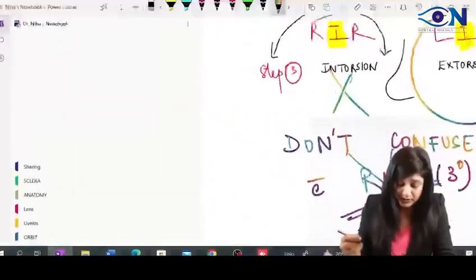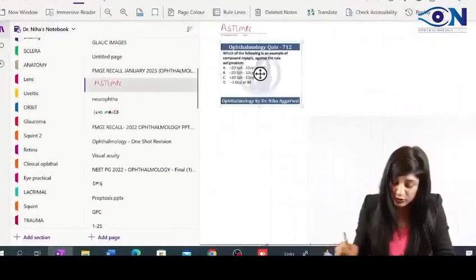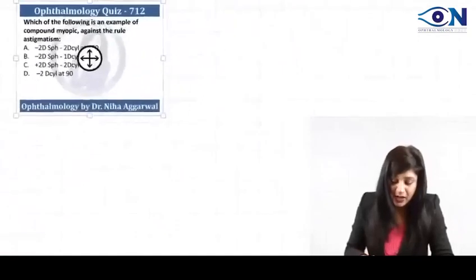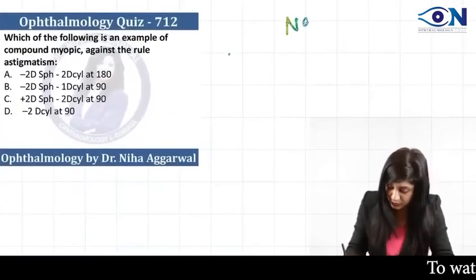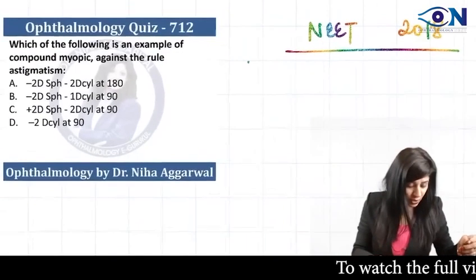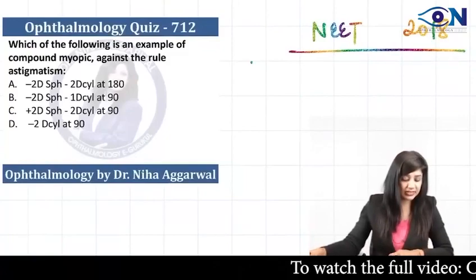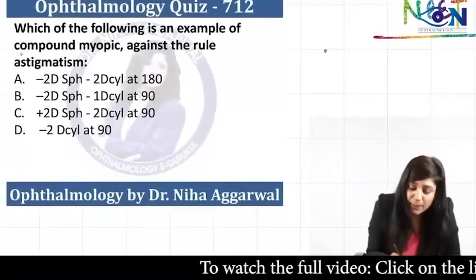Now another important thing, वो भी मैं orally कराऊंगी, and that is your question on the astigmatism. The question on the astigmatism we will do here, and I will tell you how to do this question on the astigmatism. This actually came in NEET 2018. Simple question है, which of the following is an example of compound myopic against the rule.